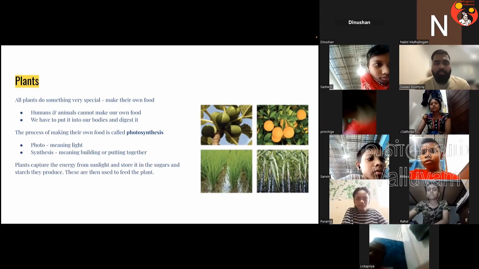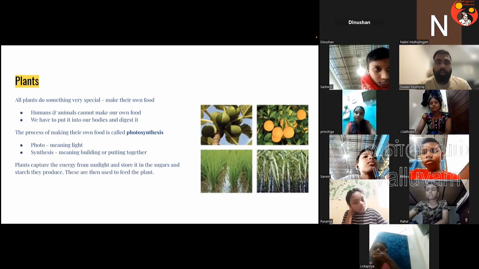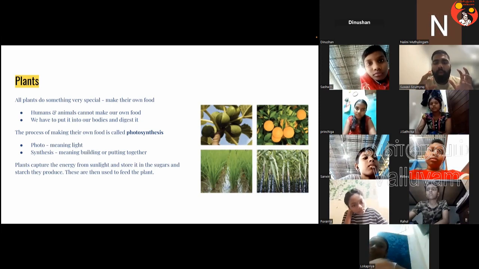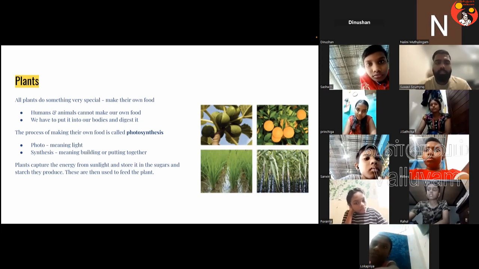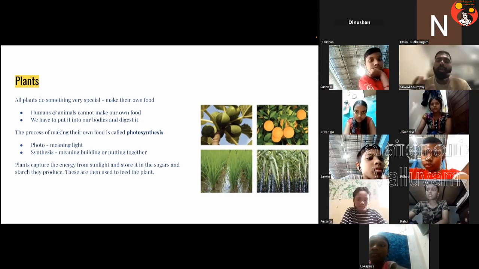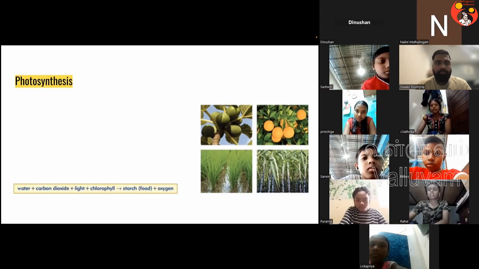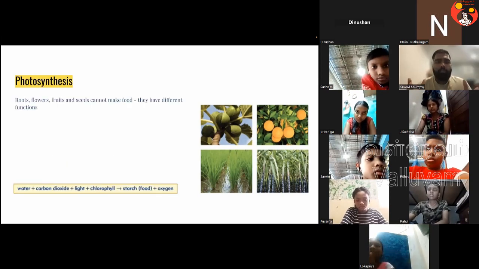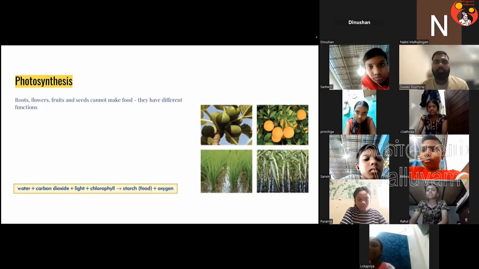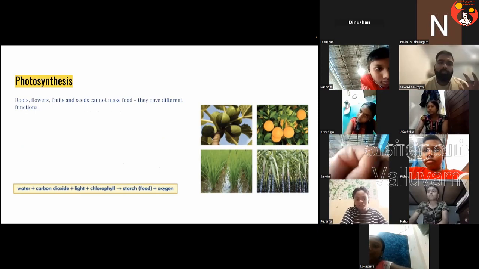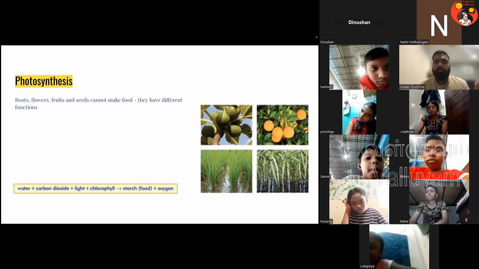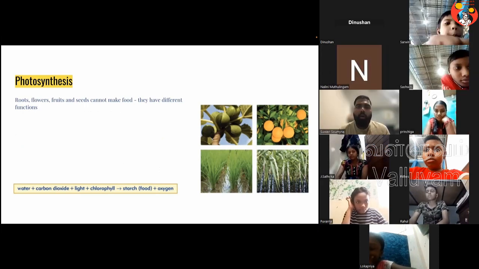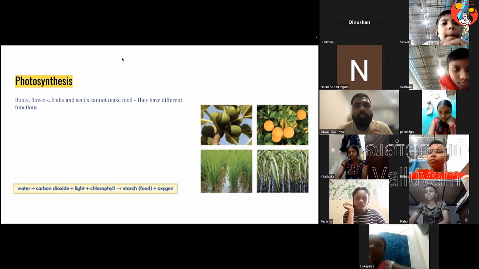Now, plants capture the energy from sunlight, right? And the way they store it in themselves is through sugars and starch. These products are then used to actually feed the plant itself. Now, within plants, you've got many different parts, right? So you've got the leaves, you've got the stems, but then you've also got things like roots, flowers, fruits, and seeds. Now, of these things, yes, I see your hand up, Sarwin.